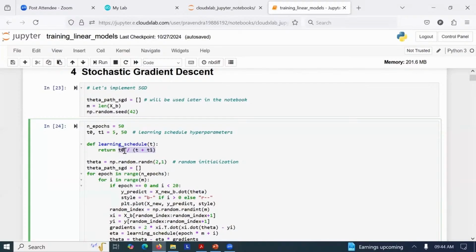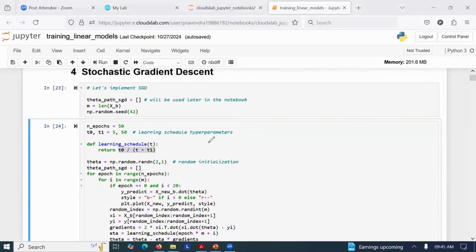Okay. Now you can also verify here, as you increase the t value, T0 divided by T plus T1 will decrease, right? Because let's say T0 is fixed at 5. So 5 divided by T plus 50, because the T1 value here is 50. So if you increase this t value, the learning rate value will decrease, right?